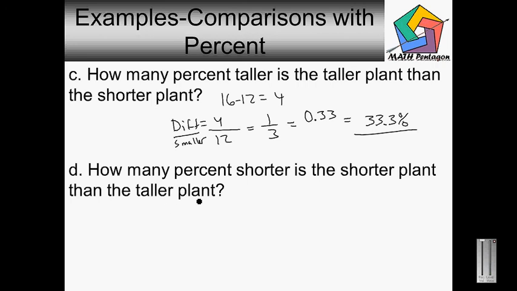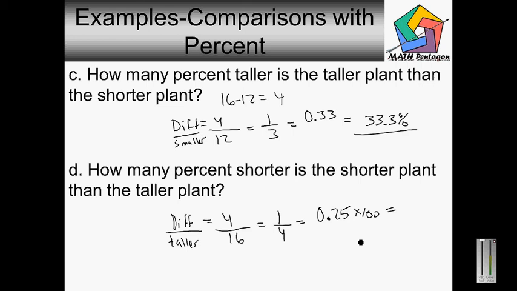Okay, let's go to the next one. We have how much shorter is the shorter plant than the taller plant. So the difference is 4. Now we're going to be comparing to the taller plant, which is 16, so we put taller here for our denominator. So we reduce this to 1/4, and we just do 1 divided by 4, and that's going to give us 0.25, and you just multiply that by 100, which is going to give us 25% as our final answer to this question right here.